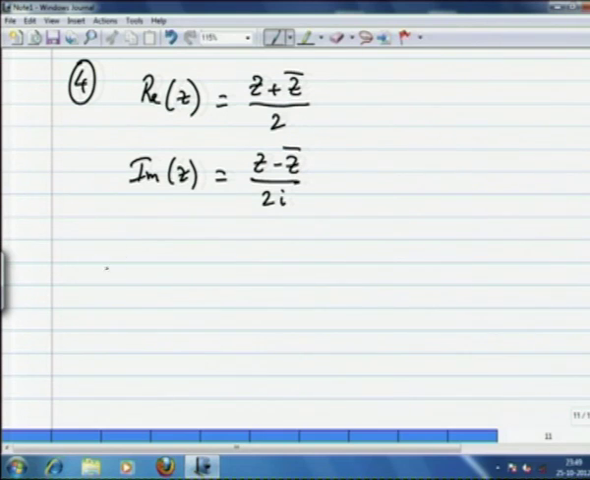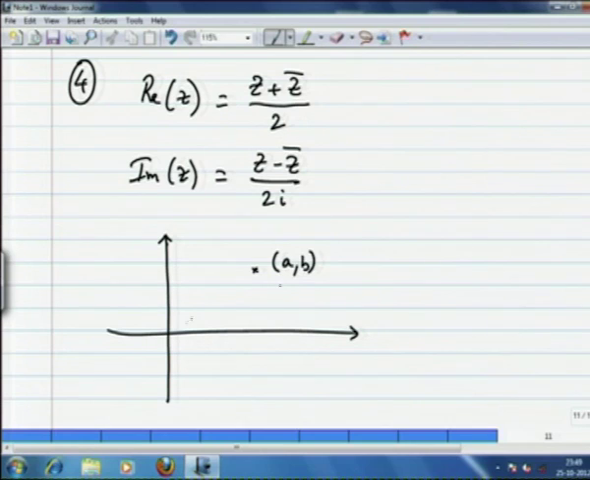And on the complex plane, this conjugate is just the reversal of the sign on the imaginary part. So, if you take a complex number a comma b, then the complex number a comma minus b lies right here.